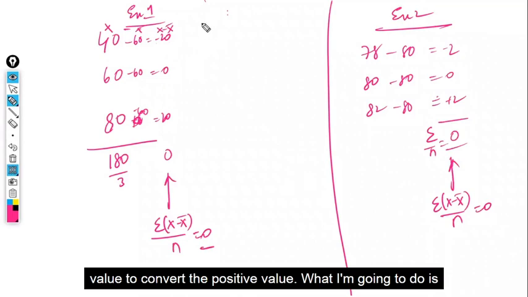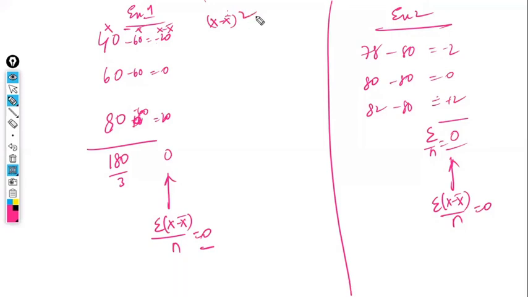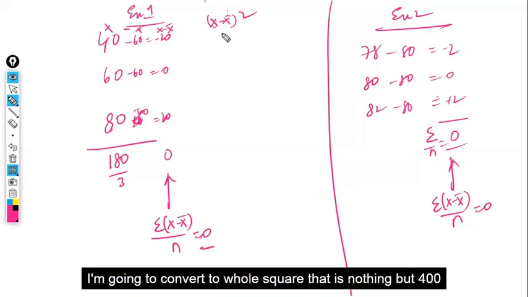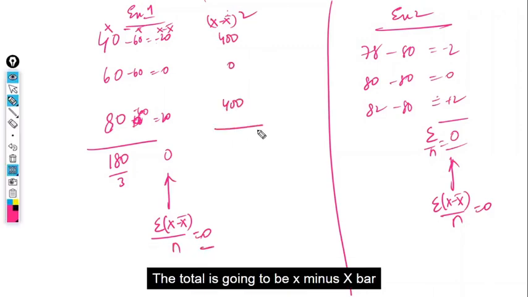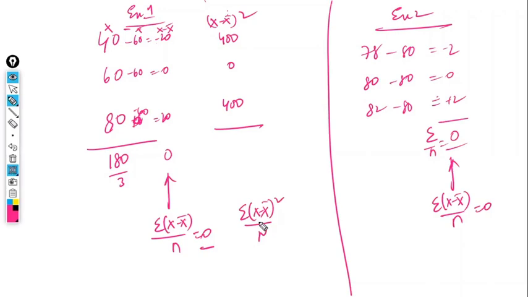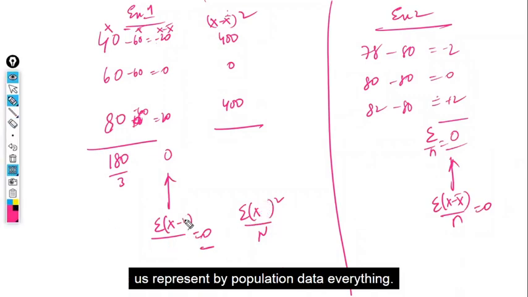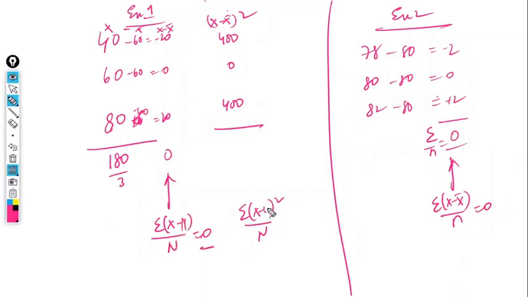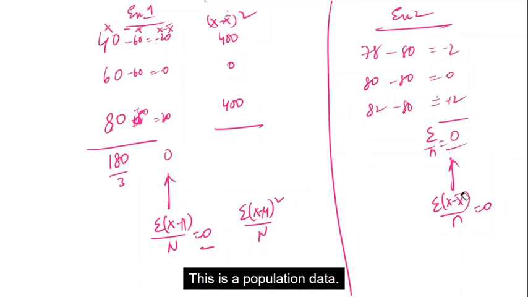To convert to a positive value, what I'm going to do is take x minus x bar whole square. I'm going to convert it to a whole square, that is nothing but 400, 0 and 400. Now the total is going to be the summation of x minus x bar whole square divided by n. Let us take this as population data. Assume this is a population data.